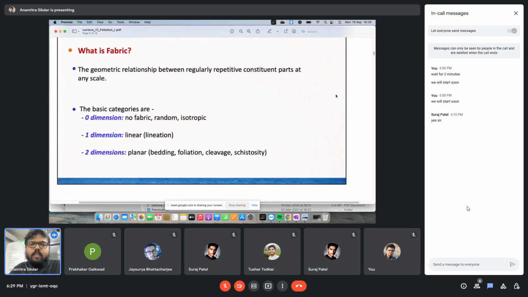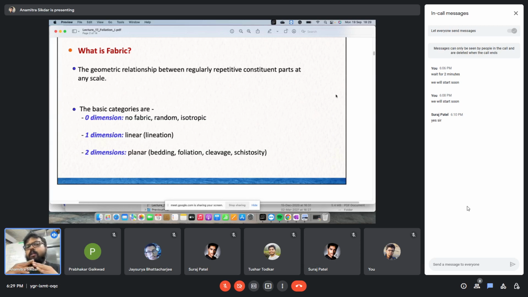So if there is no repetition of pattern, say the crystals are entirely random. Suppose you're looking at a sandstone that has a random orientation of grains, then we say there is no fabric, right? But after a certain point of time, when you deform the rock, you tend to develop the fabric. So some kind of hiatus, some kind of discontinuity develops in the rock.